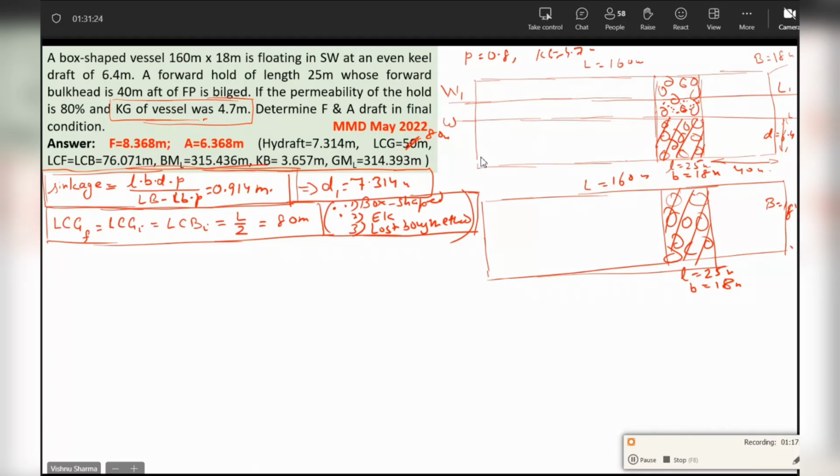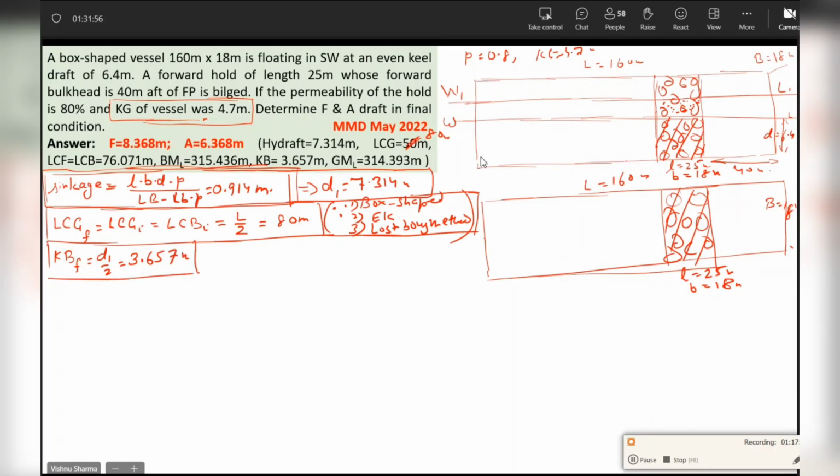Next, please calculate LC. Now, in this case, first tell me, we will also need GML. So KB will also be required. Okay, let me prompt you now. What will be the KB in this case? KB, sir, D1 by 2. So half of that D1. So please, how much does it come to? 3.657 meters. Am I right?